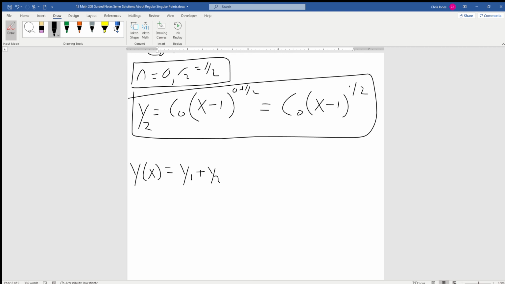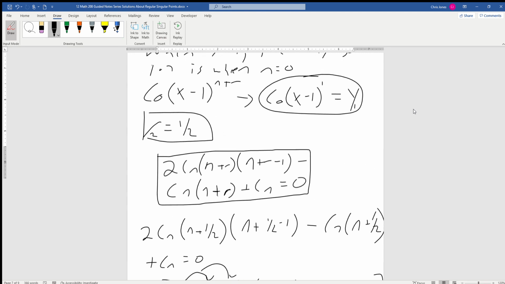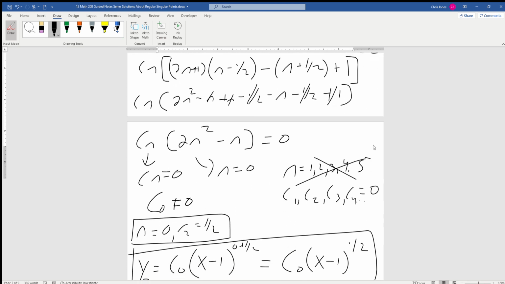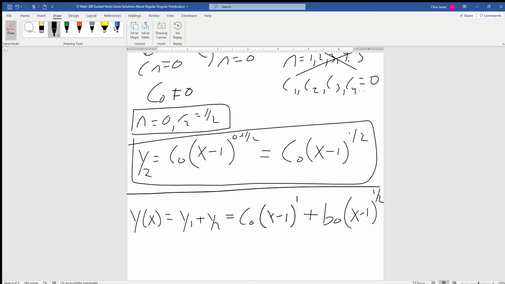We're not going to use C0. We're going to use something like B0 instead. So that's going to be equal to, let's just use C0 for the first one. So that was our C0 times x minus 1 to the first power, and then plus, let's just call it B0, x minus 1 to the 1/2 power. All right? And that's the total solution that we get to our differential.